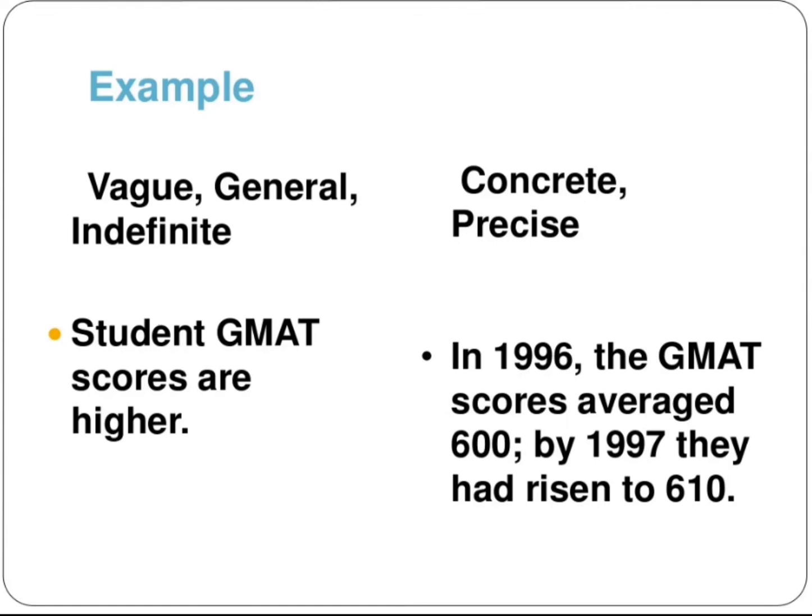But look at the second sentence. In 1996, the GMAT scores averaged 600. By 1997, they had risen to 610.